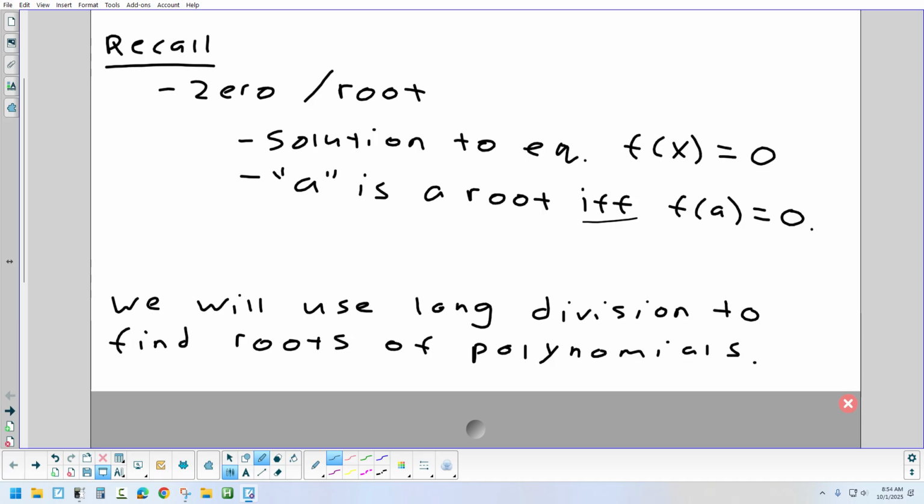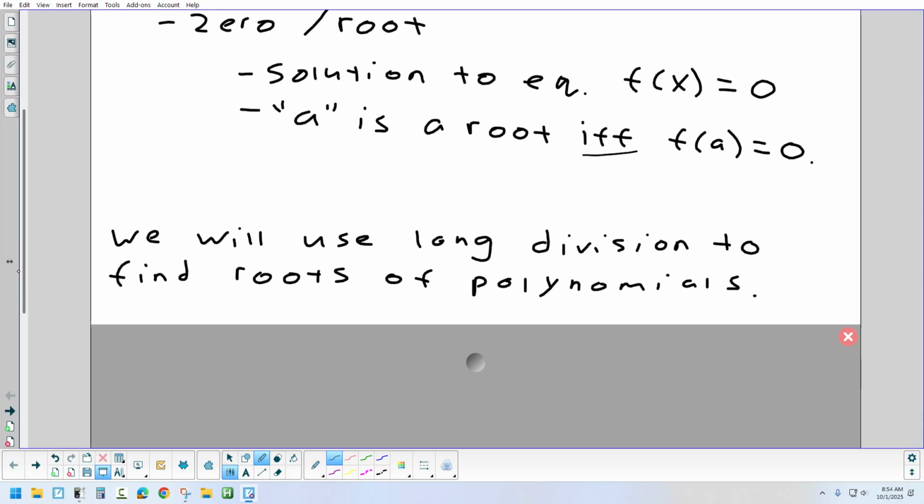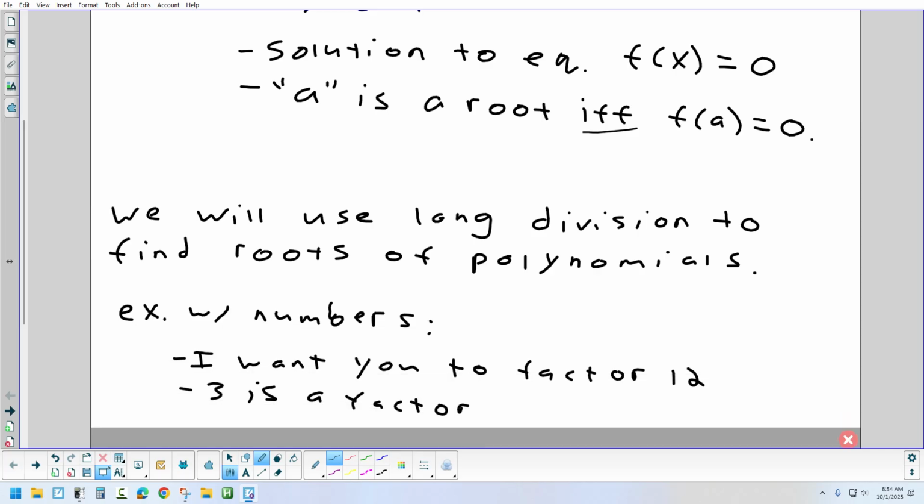So we're going to look at using long division to help us find roots of polynomials. So let's think about when you do regular division. Forget, we're not going to do long division with a polynomial just yet, but just do it with a regular number. So if I wanted you to factor the number 12, and I tell you that 3 is one of the factors, how would you get the other factor? Yeah, divide 12 by 3.